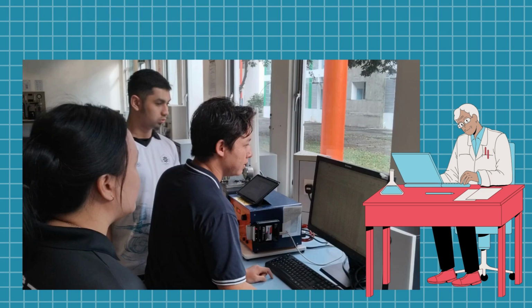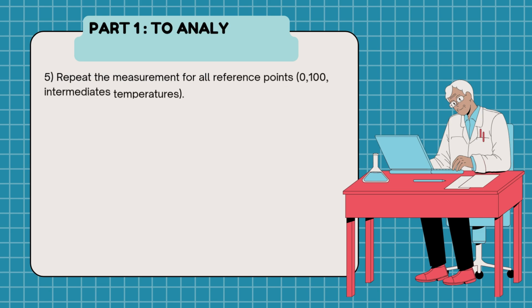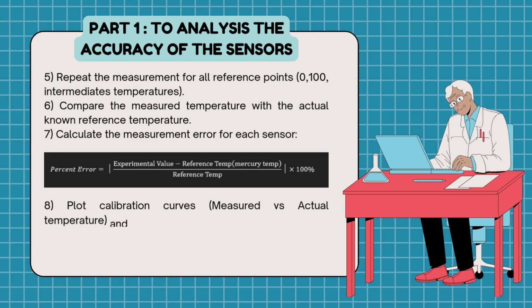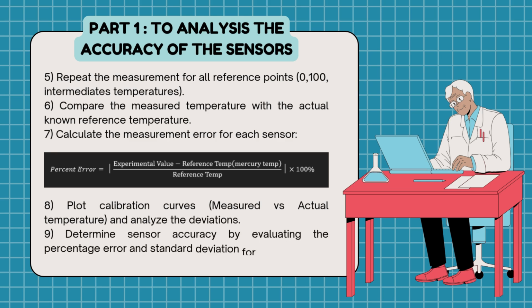formula or conversion table. Repeat the measurements for all reference points, which are 0 degrees Celsius, 100 degrees Celsius, and intermediate temperatures. Then compare the measured temperature with the actual reference temperature. Percent error can be determined by using the experimental value minus the reference temperature, which is the mercury temperature, divided by the reference temperature times 100%.